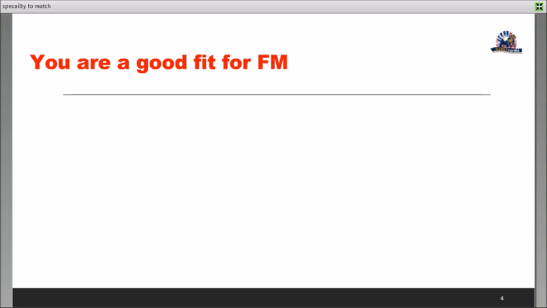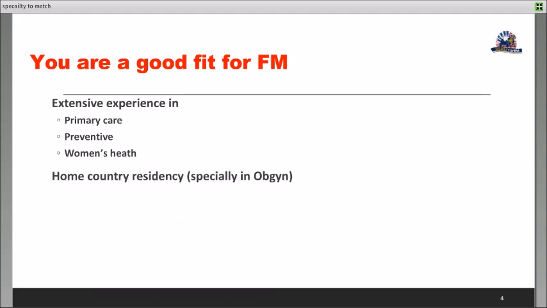Now, what decides if your profile is a good fit for FM? So obviously, if you have extensive experience in primary care, preventive care, women's health, that's a very strong alignment with family medicine. What we've also seen is applicants with home country residency, especially in OB/GYN, they tend to do very well in the family medicine match for obvious reasons. Again, women's health and primary care focus. If you have USMPH, your profile absolutely improves for family medicine. So public health related topics and some of the projects that you may do.